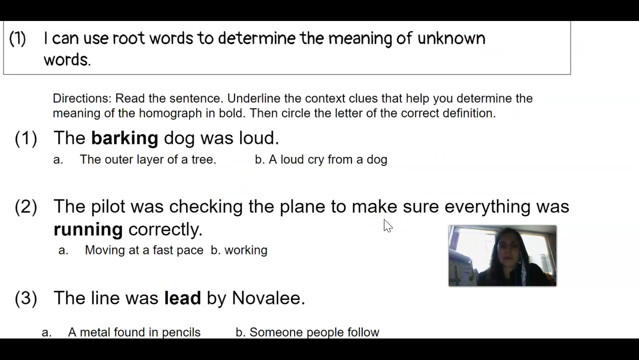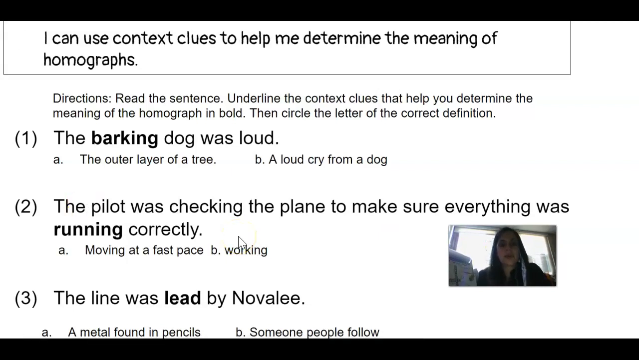So here's our workbook page that we are going to work on today. And we're going to have that same purpose. I can use context clues to help me determine the meaning of homographs. Here are our directions. Read the sentence, underline the context clues that help you determine the meaning of the homograph in bold, then circle the letter of the correct definition. Number 1, the barking dog was loud. So there's our homograph in bold.